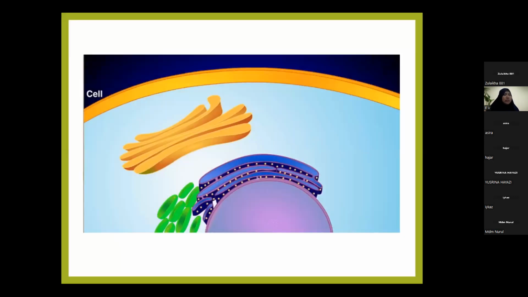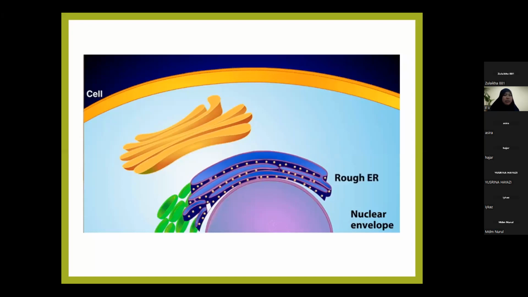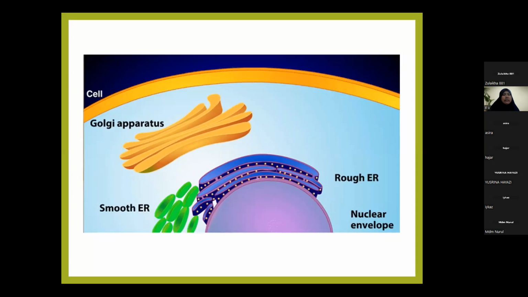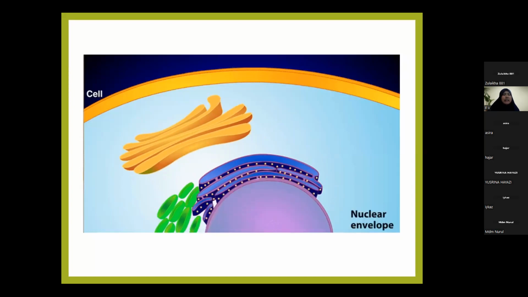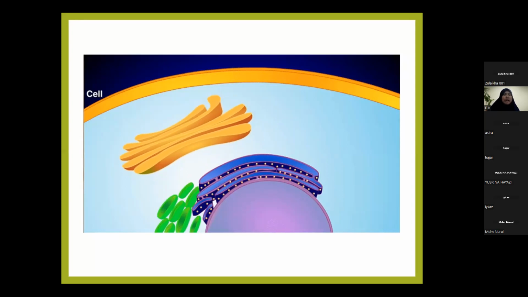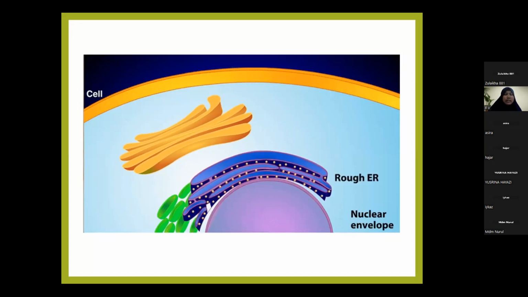All right. So again, this is the component of endomembrane system. You can see the nuclear envelope. You can see the rough ER. Okay, you can see Golgi apparatus. Okay, the vesicle, the plasma membrane. Okay, right. So these are all component of endomembrane system.